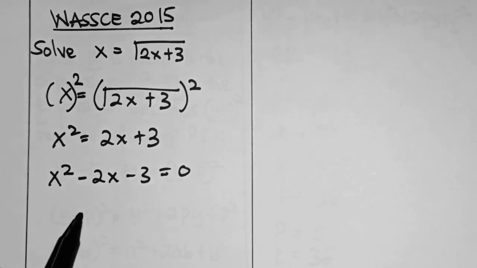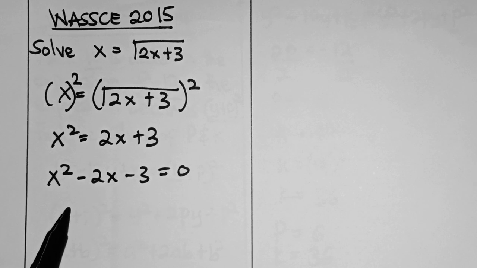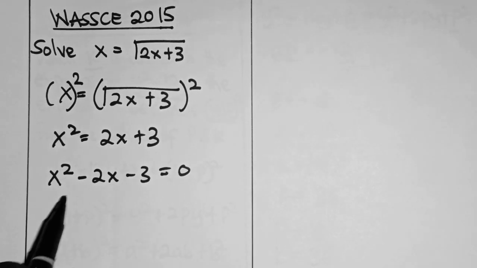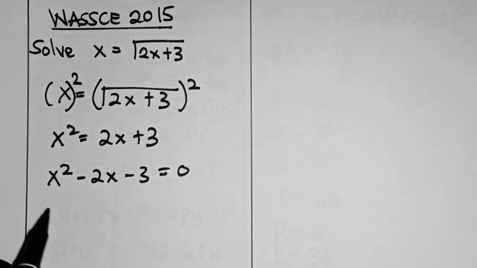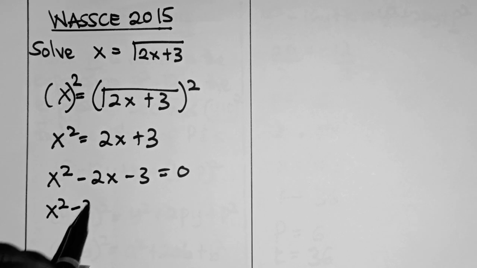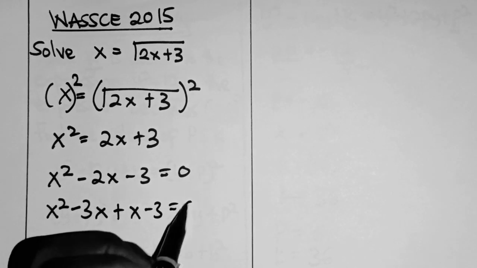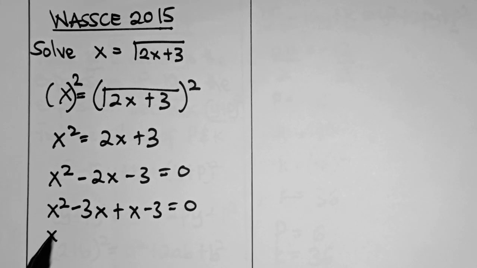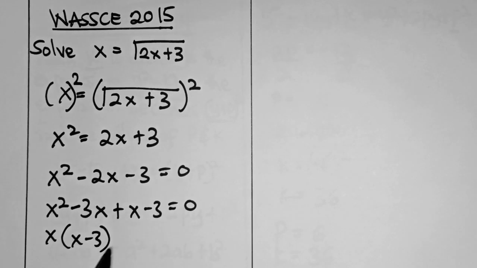So we need two numbers that if we multiply, we get minus 3, but if we add, we get minus 2. You see that minus 3 times 1 is minus 3. And minus 3 plus 1 is minus 2. So this becomes x squared minus 3x plus x minus 3 is equal to 0. So we can factorize x out of this place. So it becomes x, we are left with x minus 3. Then with this place, we can factorize 1 out of that place.